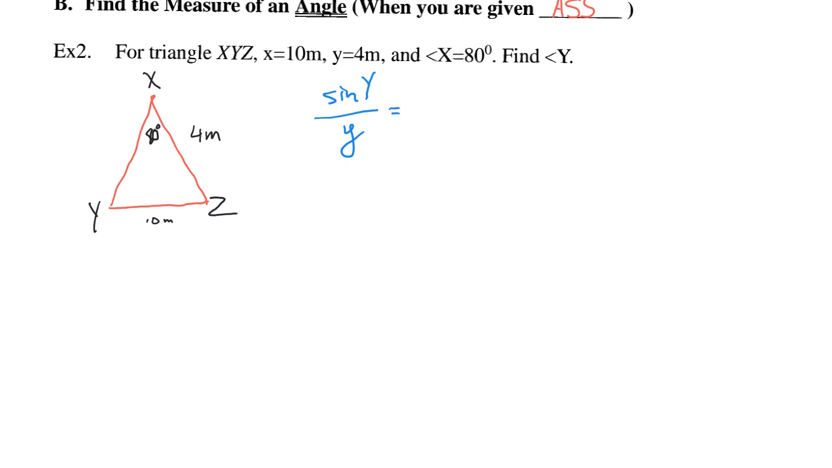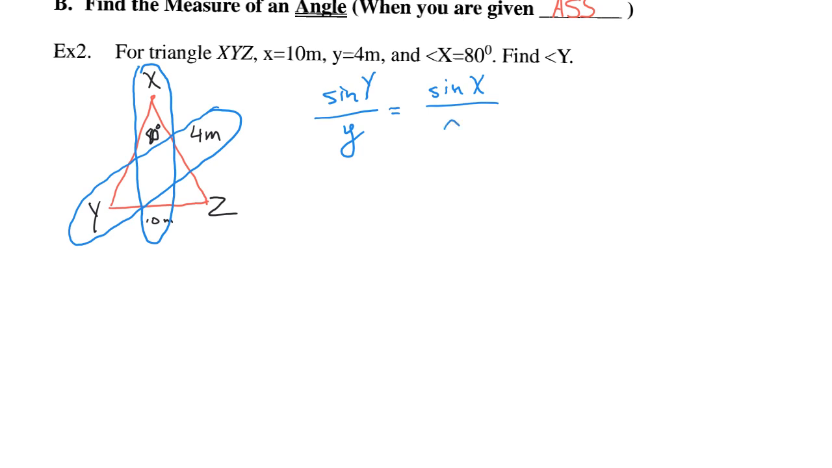let's see what our sausages are. So here's what we're going to do. We're going to select it. X and X is one sausage, and the other sausage that includes Y is this one. So we have sine Y over Y equals sine of X over X. Now let's substitute directly in. Sine of Y, we don't know what it is, so we get sine of Y over 4 equals sine of 80 degrees over 10.